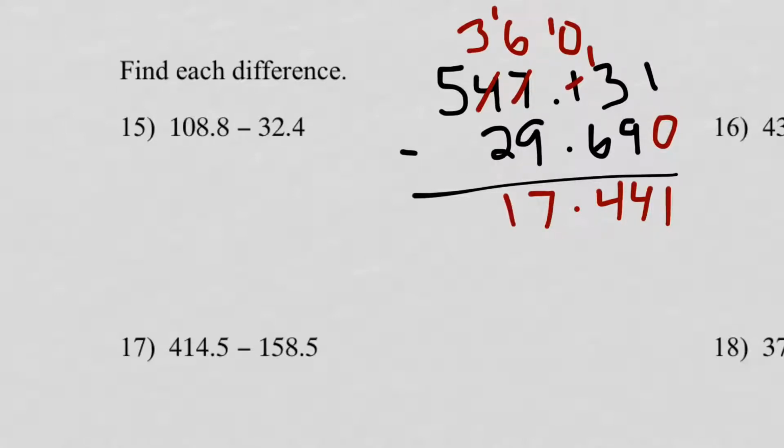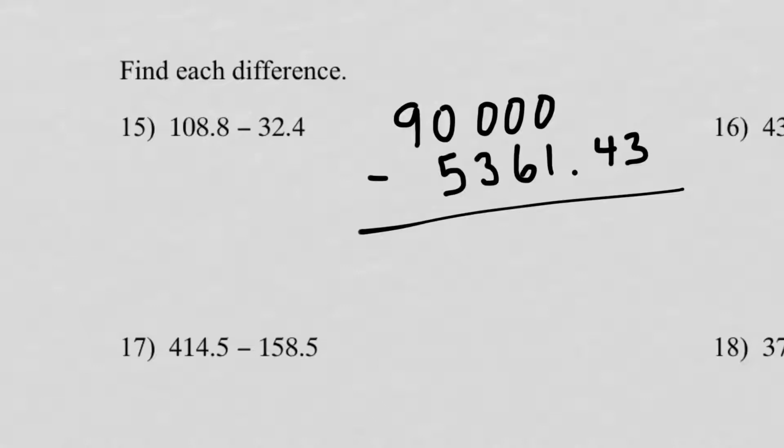3 minus 2 is 1. And 5, well, there's nothing to subtract from the 5. This looks good. We started with 547 and change. Well, that's around 550. And if we subtracted 30 from 550, we'd end up around 520. And here I am at 517.441. So it looks like our work is correct.